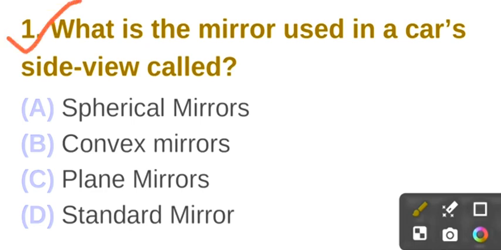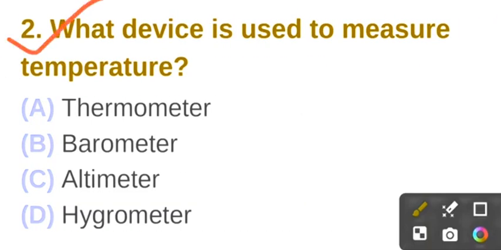Question number 1. What is the mirror used in a car's side view called? The correct answer is option B, convex mirrors. Question number 2. What device is used to measure temperature? The correct answer is option A, thermometer.